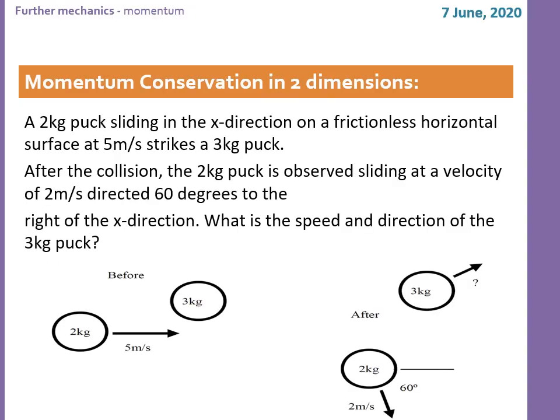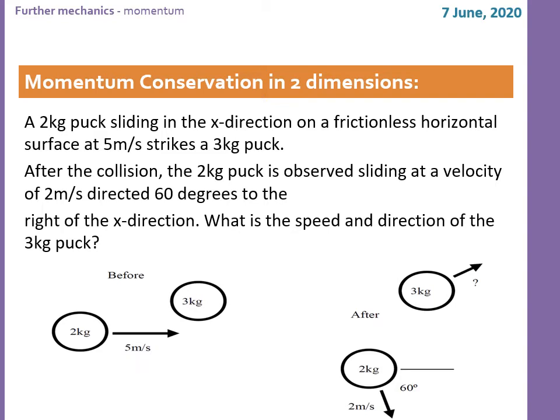Okay, another example. A 2 kilogram puck sliding in the x direction on a frictionless horizontal surface at 5 meters per second strikes a 3 kilogram puck. After the collision, the 2 kilogram puck is observed sliding at a velocity of 2 meters per second, directed 60 degrees to the right of the x direction. What is the speed and direction of the 3 kg puck?